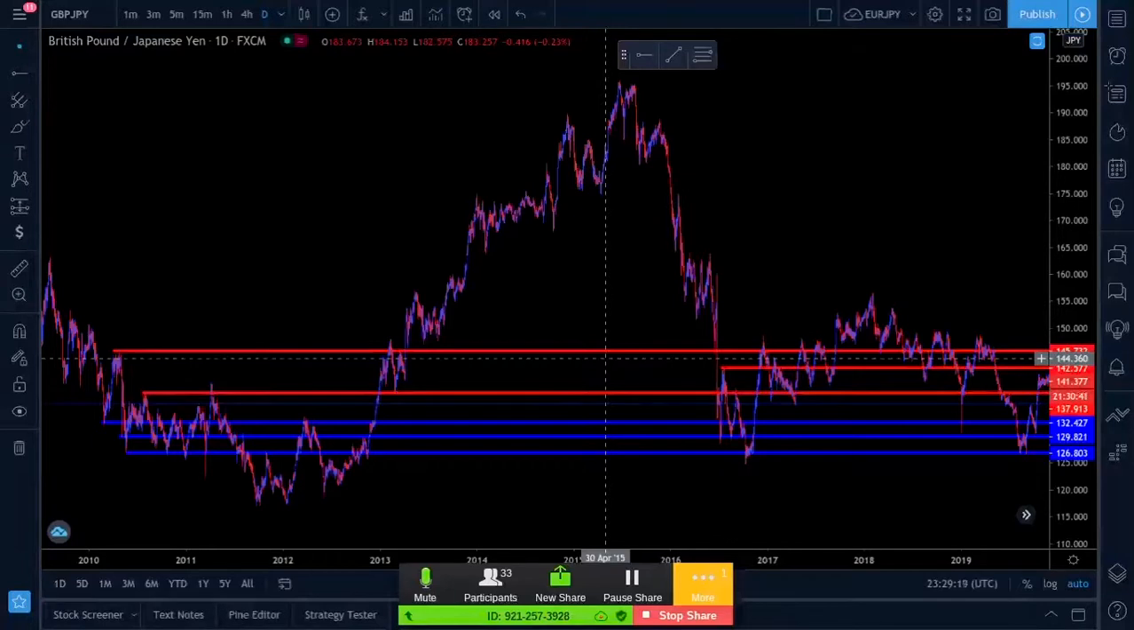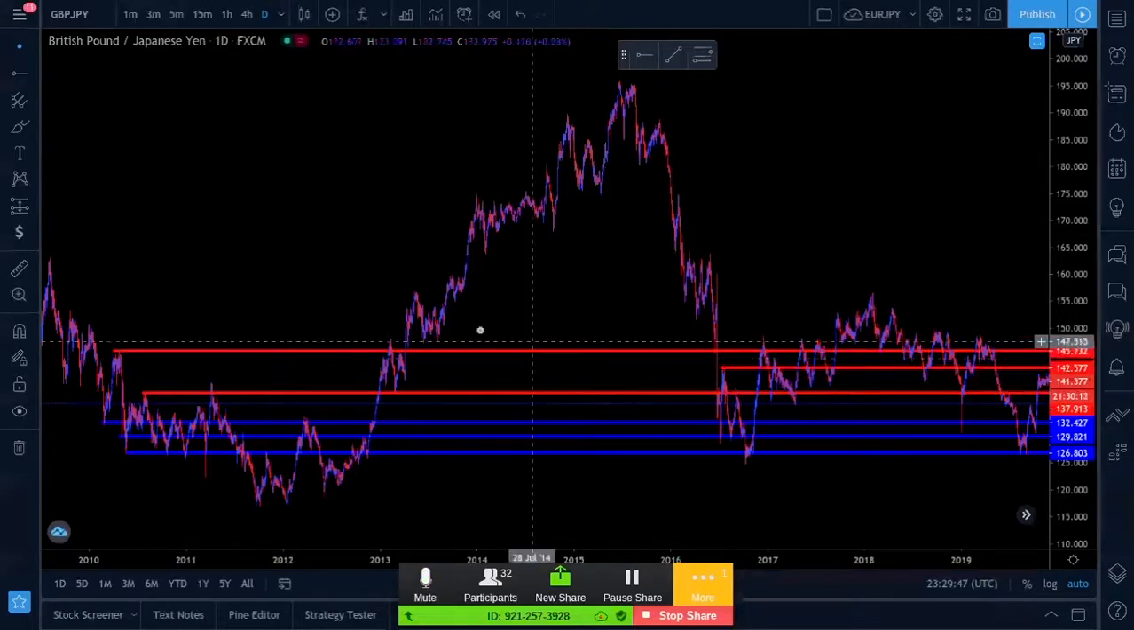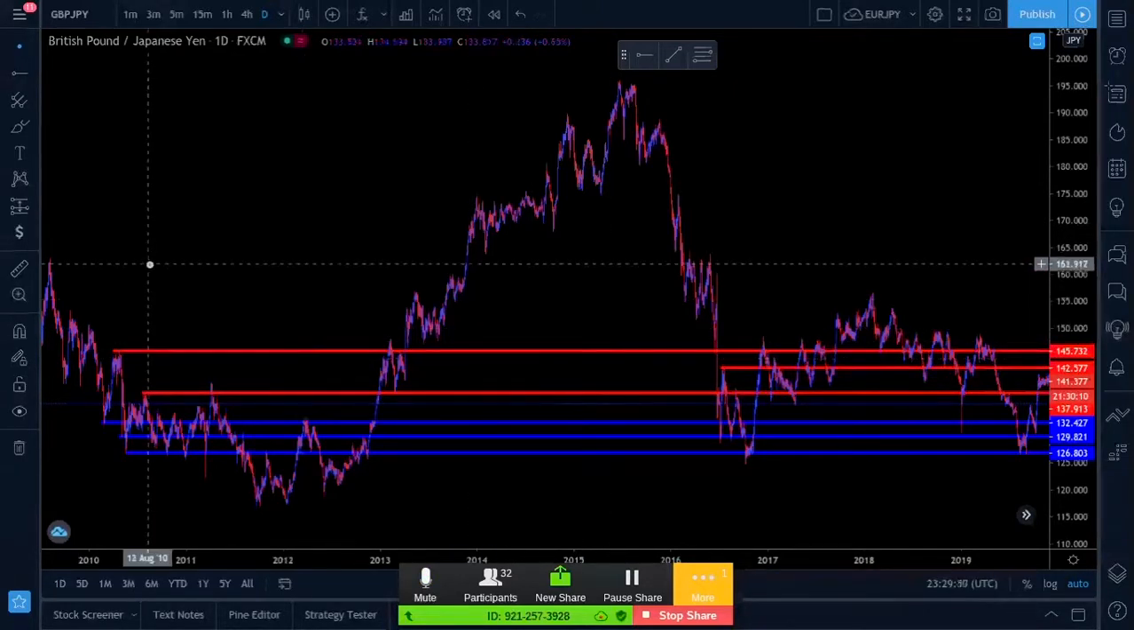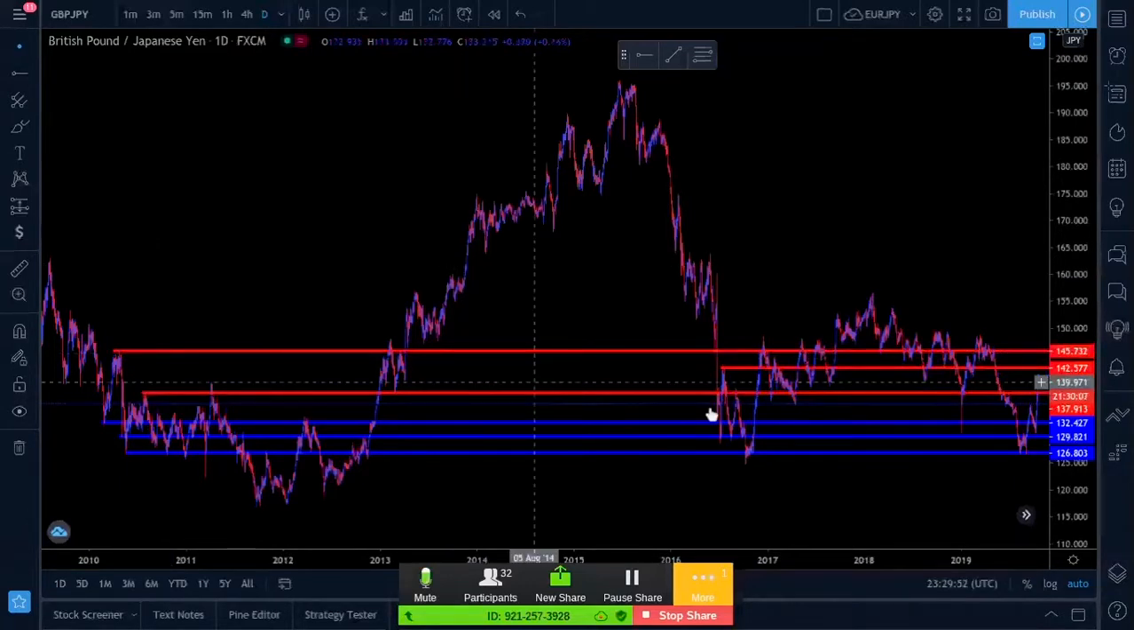I do trade Euro USD, simply because Euro USD correlates with USD JPY, meaning if USD JPY is going up because the dollar is stronger, then I'm expecting Euro USD to be falling because, obviously, the dollar is stronger. So hopefully that answers your question.